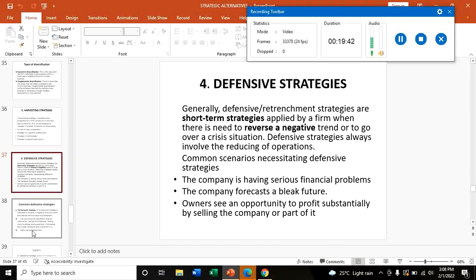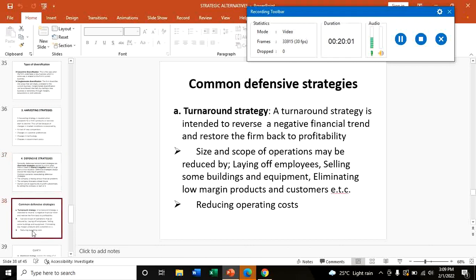Defensive strategies always involve reducing operations. Common scenarios necessitating defensives are when the company is having serious financial issues, when the company forecasts a bleak future, or when the owners see an opportunity to profit substantially by selling part of the company. Then we go defensive. There are common defensive strategies. You can do what we call turnaround.